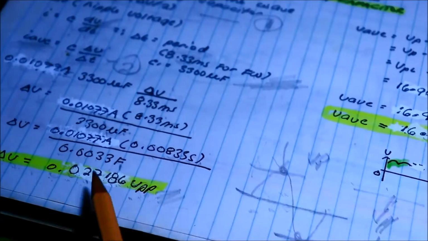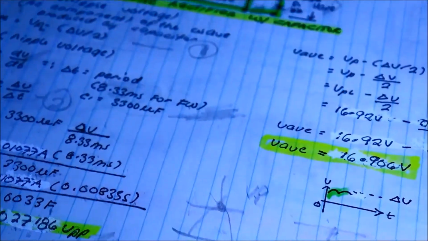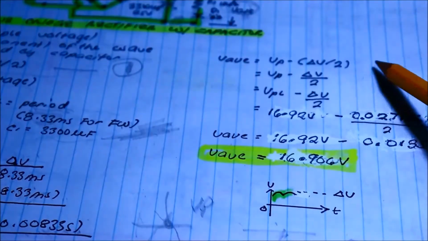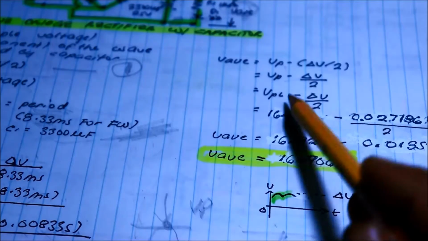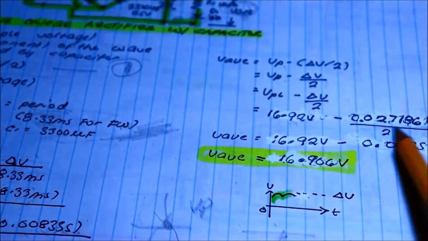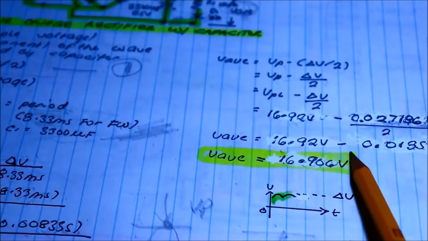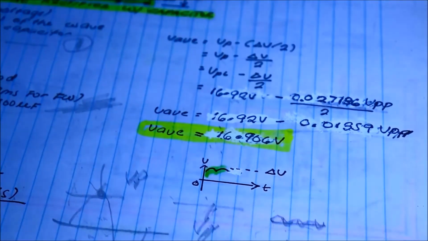By substituting the values now, voltage average from formula 1: substitute what we computed, the voltage peak, we know that 16.92, minus the ripple voltage peak to peak, divided by 2. Simplify, and we got 16.906 volts average voltage when we're using the capacitor.